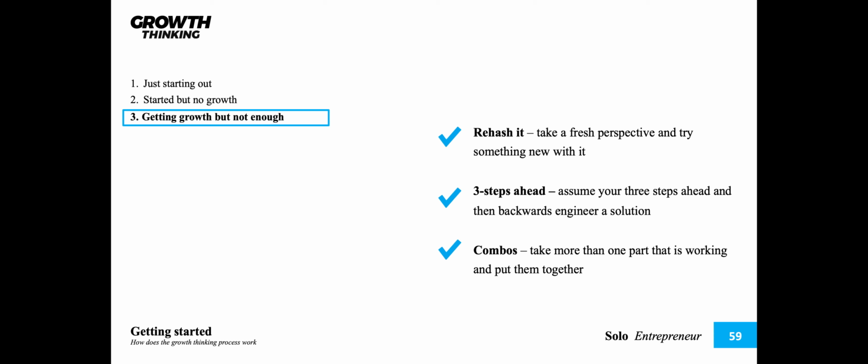Okay, 3 steps ahead. So assume you're 3 steps ahead and then backward engineer your solution. So this is like an imaginative, very creative process, right? So here I am, I'm getting some growth, but I'm not getting enough. So I'm like, okay, if I think about 3 steps ideally forward, how would I reverse backwards? And what would that mean to me doing today in order to change it? Again, a super creative process to do that.